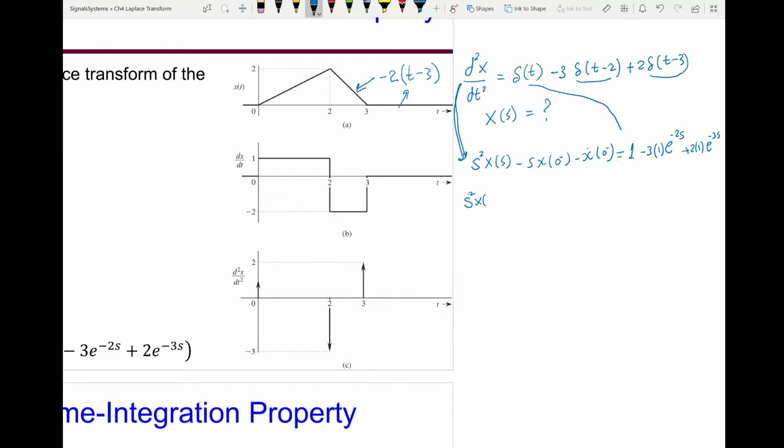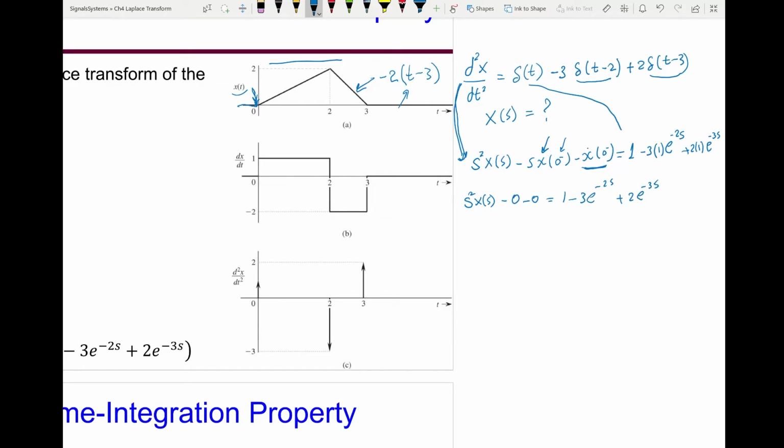Now this will be s square x of s. What is the value of this function at t before 0? Well, this is the function x of t, so here it's just 0, so that will be minus 0. What's the derivative of the function at t equals 0 negative? That means the derivative of this is just 0. This signal is causal, so at t equals 0 it is just 0. Equal to 1 minus 3e to the minus 2s.